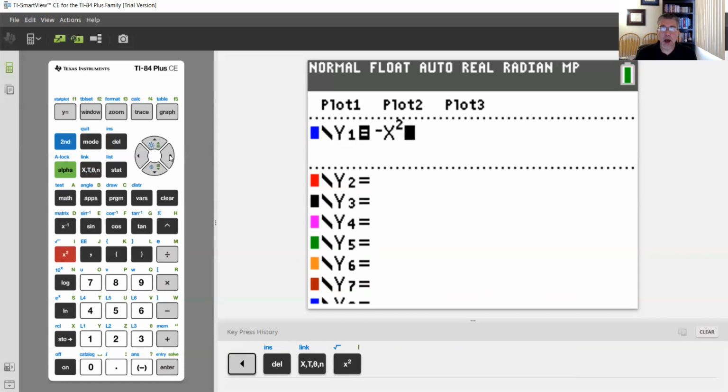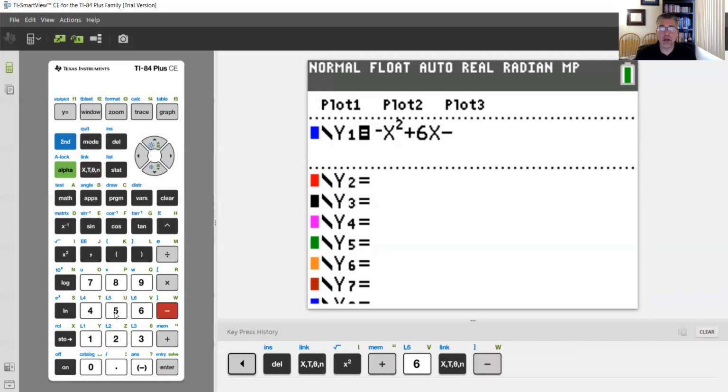Now, I'm going to add 6x. So I'm going to hit the plus, and then 6x. And then I'm going to do minus 5.